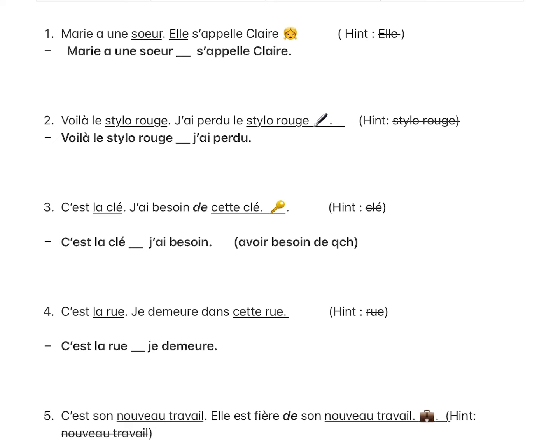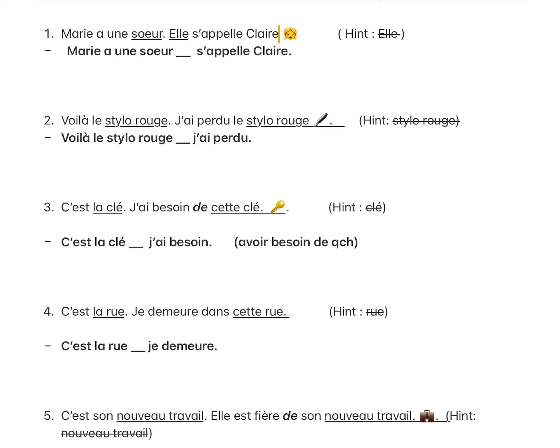So in this exercise, all we have to do is simply choose the correct simple relative pronoun. Let's start with the first one. Marie a une sœur. Marie has a sister. Elle s'appelle Claire. Her name is Claire. The first sentence, that is, Marie a une sœur, is the main clause. The second sentence, that is, Elle s'appelle Claire, is the relative clause.